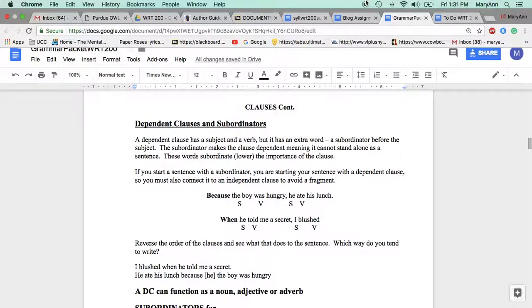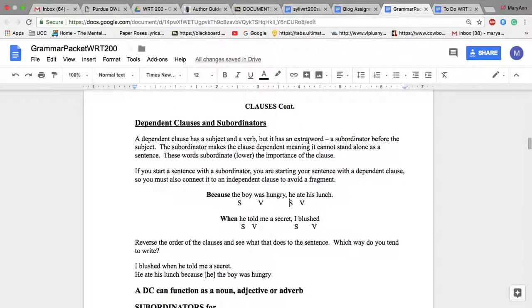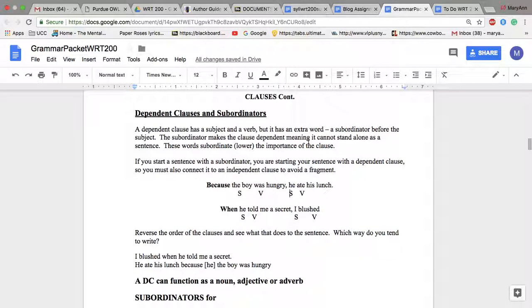Hi everybody. I want to focus on dependent clauses in this video. Above we learned that a clause has a subject and a verb and that the subject always appears to the left of the verb, except in our three situations: sometimes in a question, a here-there sentence, or a command, where there is no subject but it's the implied you.